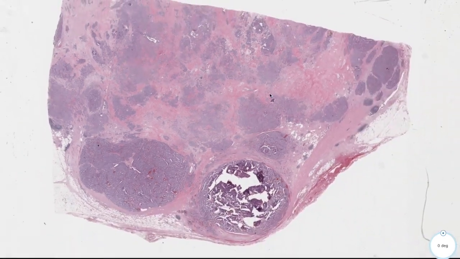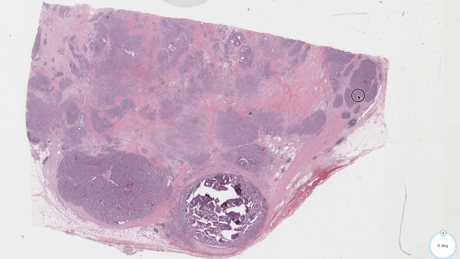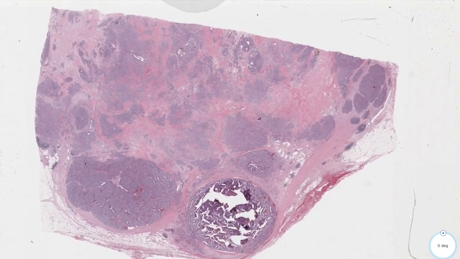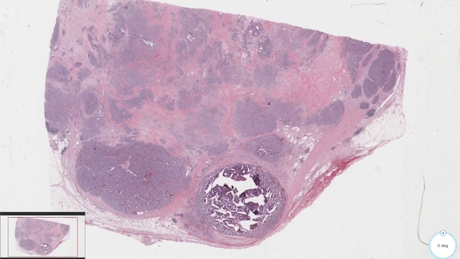So, okay, let's look at it from this low power. We can see that this is likely our pancreatic tissue. I'm not sure if there's any normal pancreas on this slice, but we could see that this is our lesion. Look at it everywhere. It's pretty invasive. It's a really thick, dense fibrous stroma.